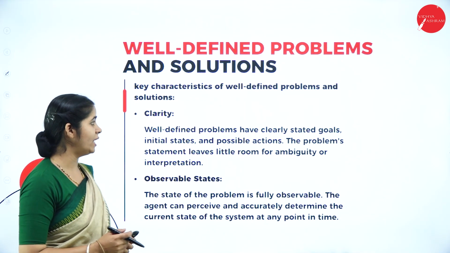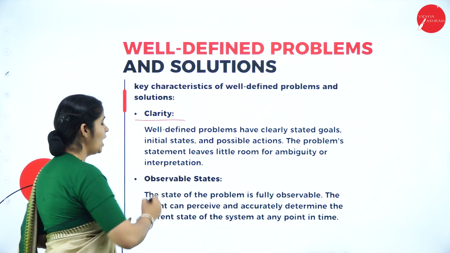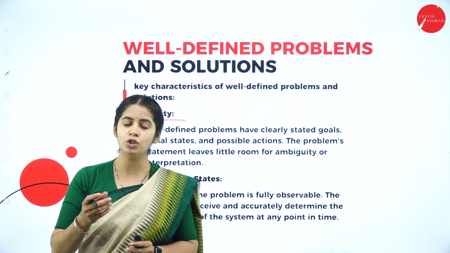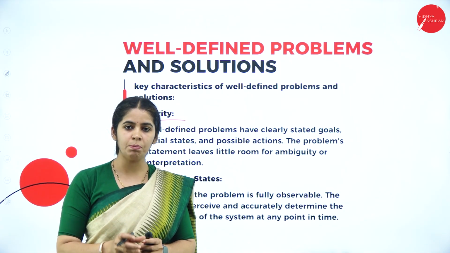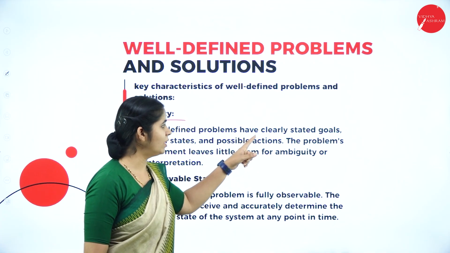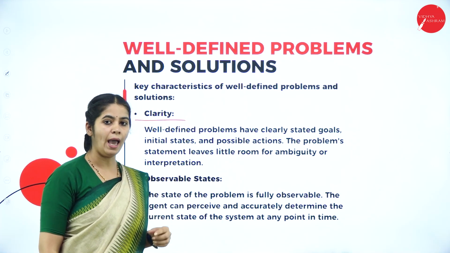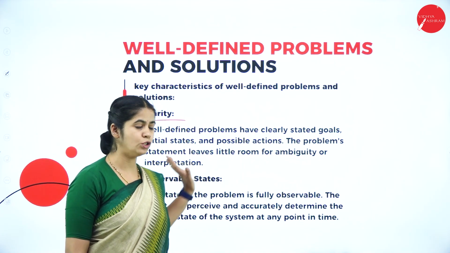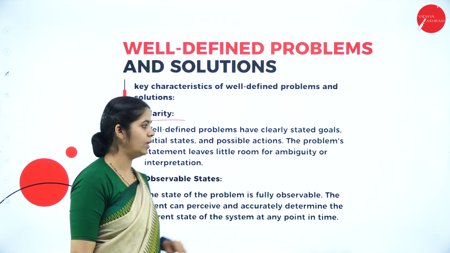Then the key characteristics of well-defined problems are, first, clarity. As we stated initially, a well-defined problem should be clear and unambiguous. Whatever problem statement we give should be very clear. A well-defined problem has clearly stated goals, initial states and possible actions. From the start state to the goal state, there should be a particular action which is stated clearly.